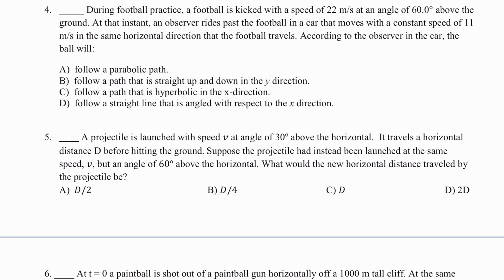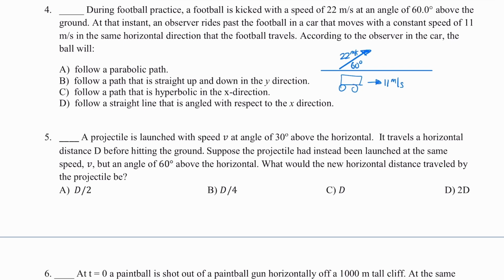Number 4, during football practice, a football is kicked with a speed of 22 meters per second at an angle of 60 degrees above the ground. At that instant, an observer rides past the football in a car that moves with a constant speed of 11 meters per second in the same horizontal direction that the football travels. According to the observer in the car, the ball will, and I have 4 different options here. So let's visualize this. This football is kicked at a speed of 22 and an angle of 60 degrees. I also have a car moving alongside it that's traveling at a rate of 11 meters per second.